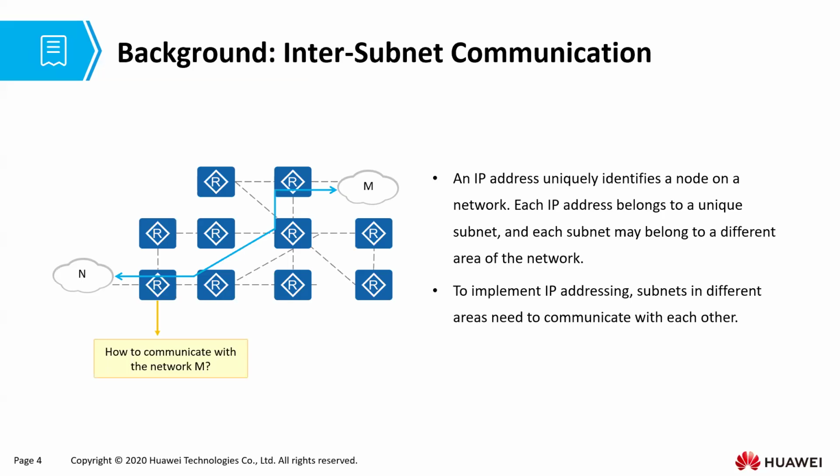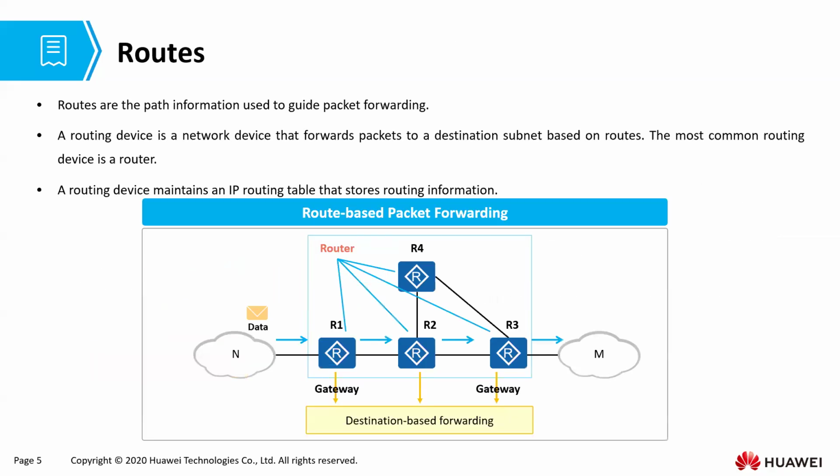An IP address uniquely identifies a node on a network. Each IP address belongs to a unique subnet. To implement IP addressing, subnets in different areas need to communicate with each other. So I think that was my introduction. Subnets in different areas need to communicate with each other. How do they communicate? They communicate via the router, via the process of what we call routing. So I think that is what we'll basically focus on in this module.